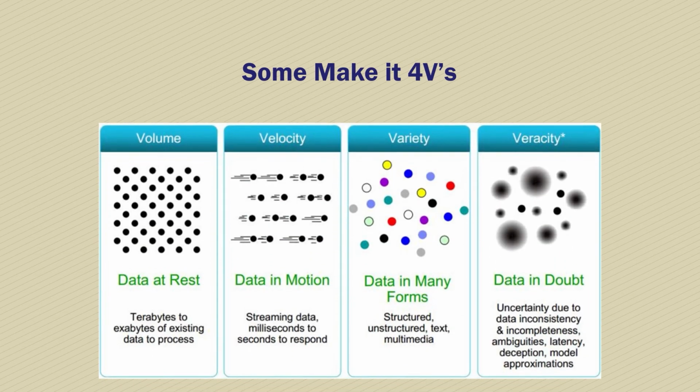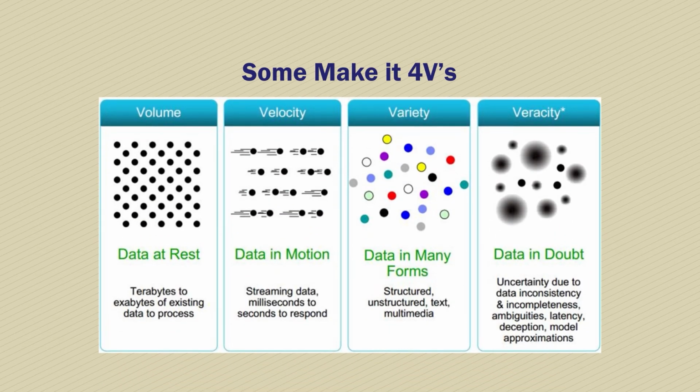And some authors have even extended it to the 4 V's. Instead of just volume, velocity and variety, they also talk about veracity. That means they are talking about data inconsistencies, about data quality. Because unless you have good quality data, you don't get good quality results.